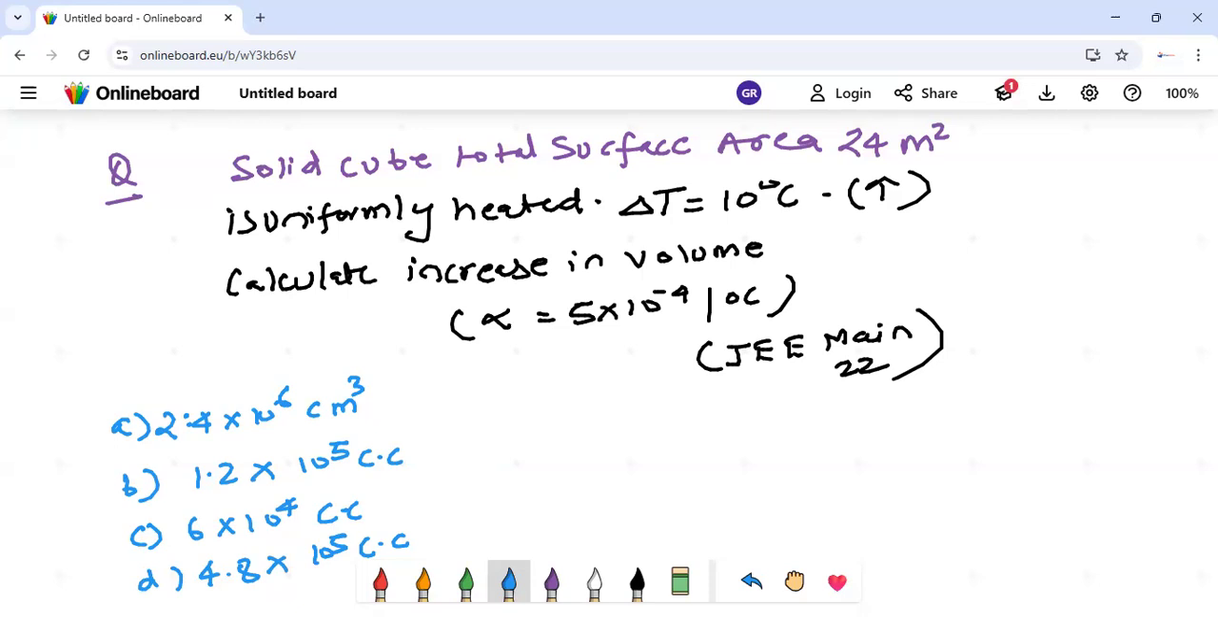Sir, what is CC in the options? Centimeter cube, beta. Instead of centimeter cube, I've written CC. Both are the same thing. Okay.